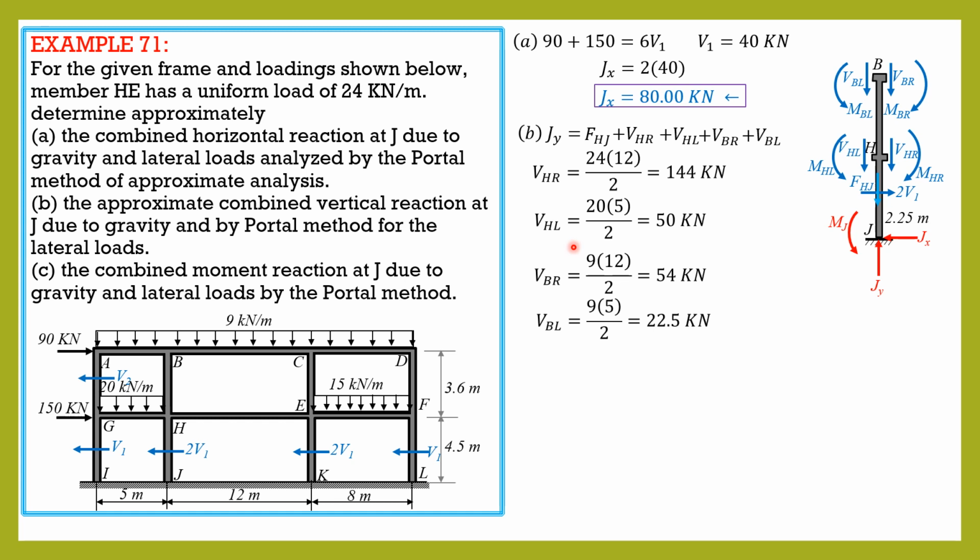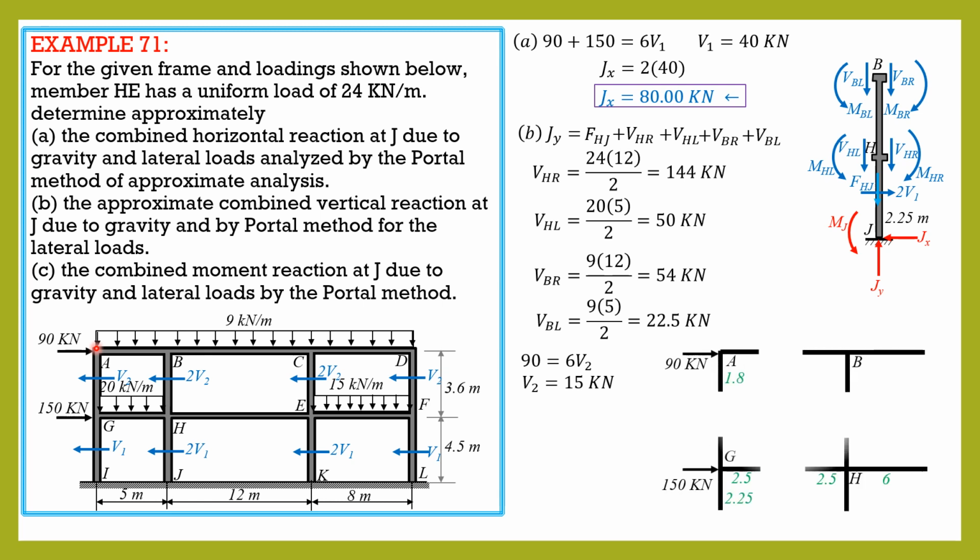So let's draw the free body diagram of these portions here. And before that, let's solve for shear 2, V2 and 2 V2 by Portal method. So summation of forces in x equals 90, so 90 equals 6 V sub 2. So V sub 2 is 15 kilonewtons.